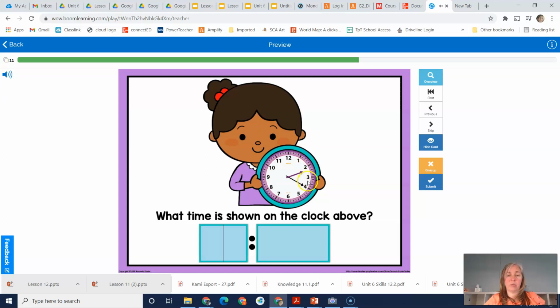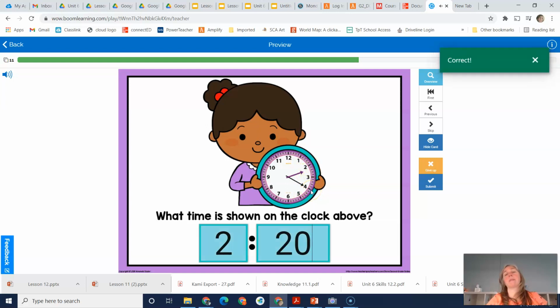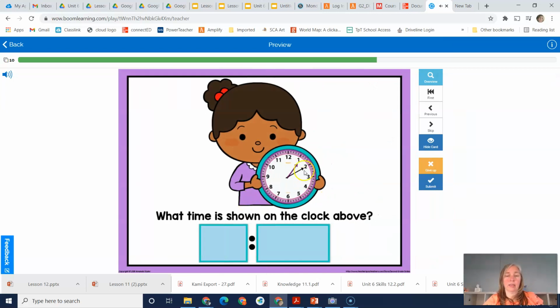Hour hand is between the 2 and the 3, so the hour is 2. And the minute hand is 5, 10, 15, 20. The hour hand is almost directly at the 1, and since it's on this side of the clock, I know that that hour is 1, and then 5, 10 for the minute hand.